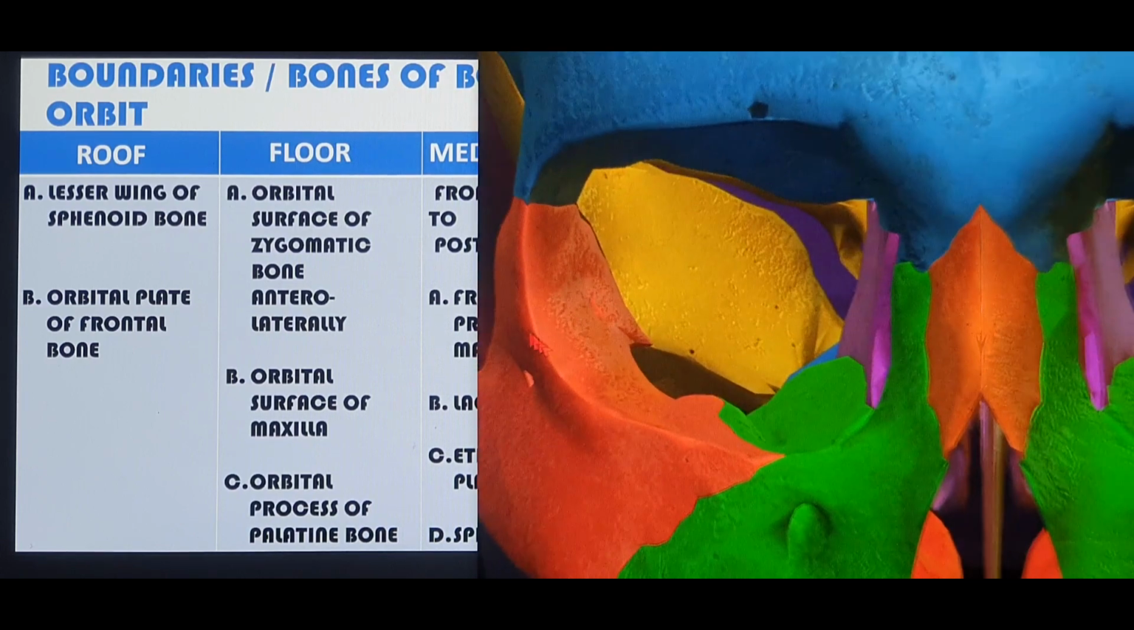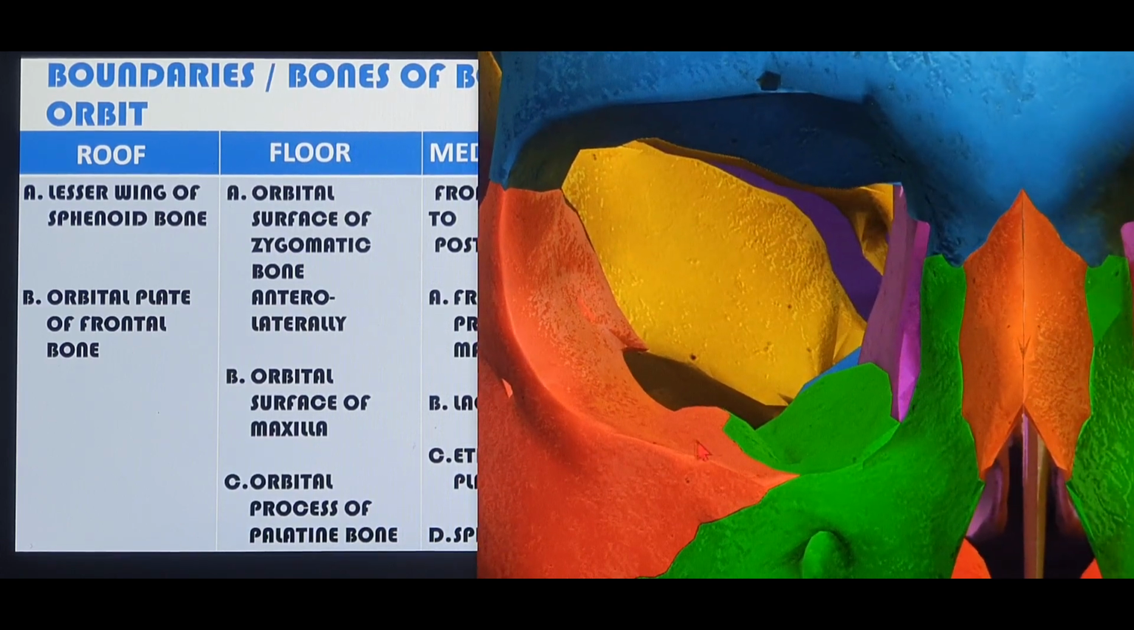As you can see over here, if I zoom in, this is the surface of the orbital part of the zygomatic bone that forms much of the anterior lateral part of the floor. As you can see over here, that's the anterior lateral part. The second part is formed by the orbital surface of the maxilla. Now, these are not processes. Remember that. These are not processes, but these are surfaces which form the wall, the floor of the orbital cavity.